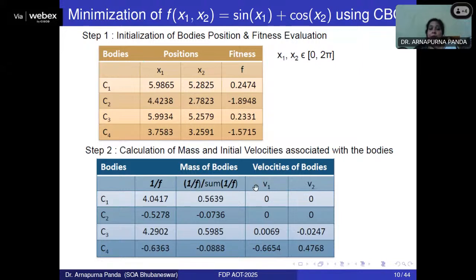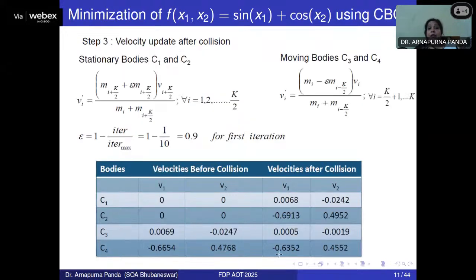Then B1 and B2, the first two, are the stationary bodies and the second two are the colliding bodies. So the velocity of the stationary bodies is 0, and the velocity of the colliding bodies we have calculated. Then after the collision, these are the updates of the velocity. For the first iteration our epsilon is equal to 1 minus 1 by 10. This is the first iteration, and the total number of iterations we are considering here is 10. So 1 minus 1 by 10 is 0.9. So for the first iteration our epsilon is 0.9, and we have calculated B1 and B2 and B1 dash and B2 dash.